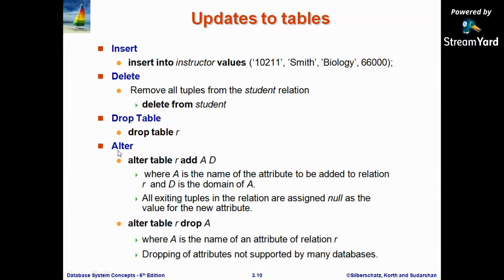The alter command is used to add another attribute name. If you have created a table R and now want to add another attribute, you can use the command alter: alter table R and add the attribute name and its domain name. It will alter the structure of a table.